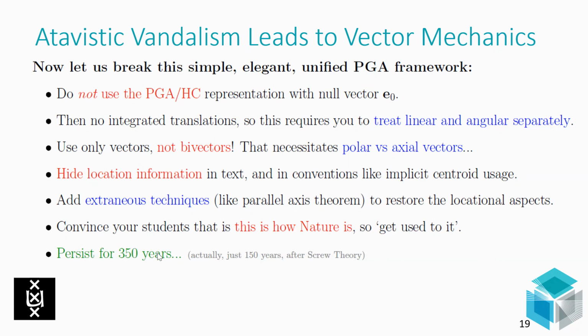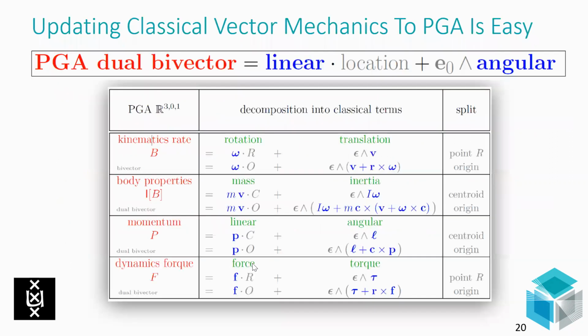I decided that was a bit too strong. In screw theory, we could have known this after screw theory, which is 150 years ago. That's a negative way of looking at it. The positive way is that this is actually rather fully integrated, and you can upgrade your classical vector mechanics to this invariant formulation in PGA very easily.